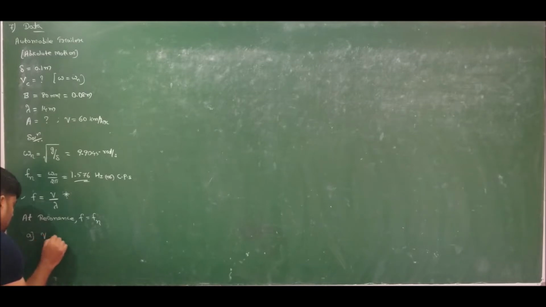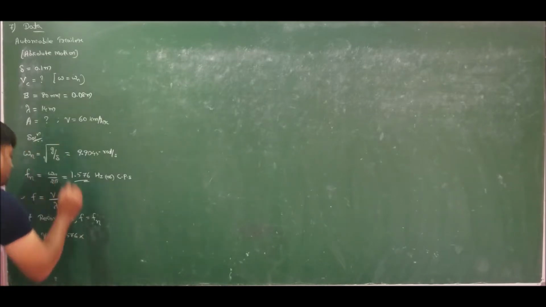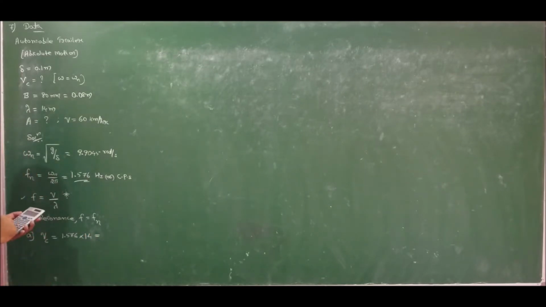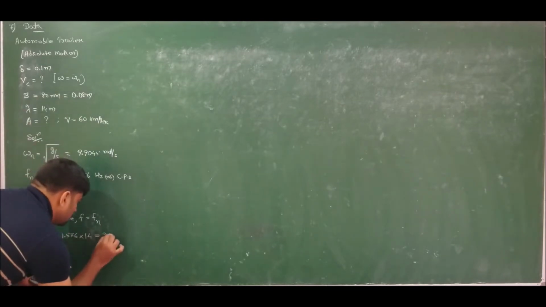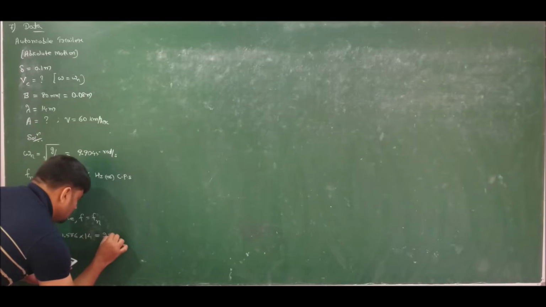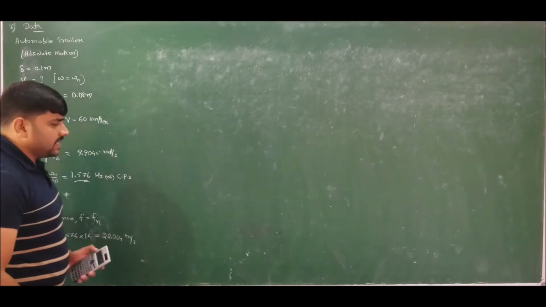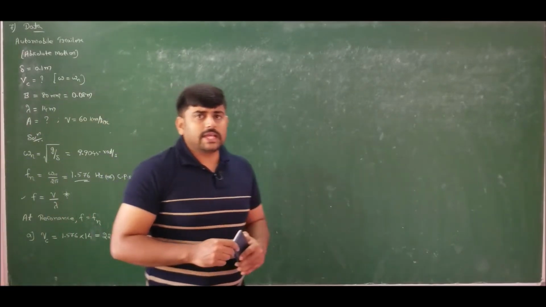So how much is the critical speed? Critical speed will become F, how much? 1.576 into the wavelength, which is 14 meters. So how much is that? 14 into 1.576, which is 22.064 meters per second. Always we express the speed of automobiles in kilometer per hour.